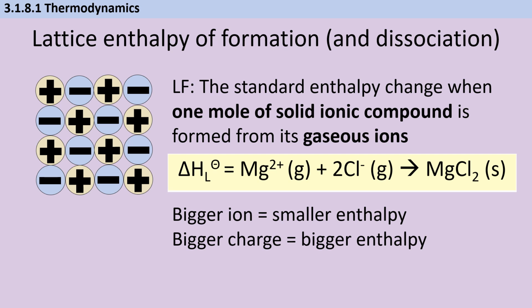To write an equation, I need all of the relevant ions in a gaseous state joining together to make 1 mole of ionic solid. You should be aware that the most exothermic lattice formations occur for small, highly charged ions, as these have a higher charge density.